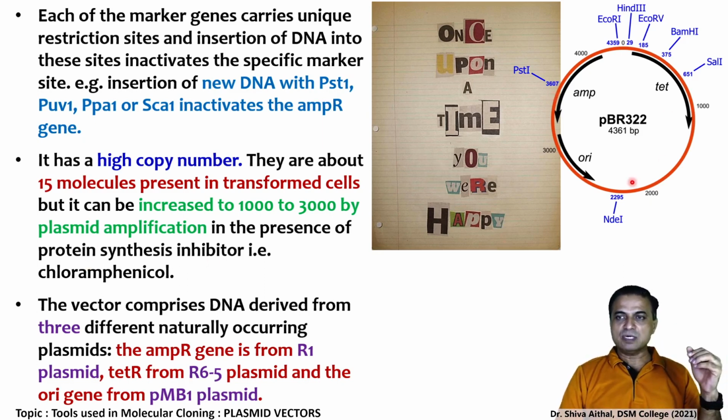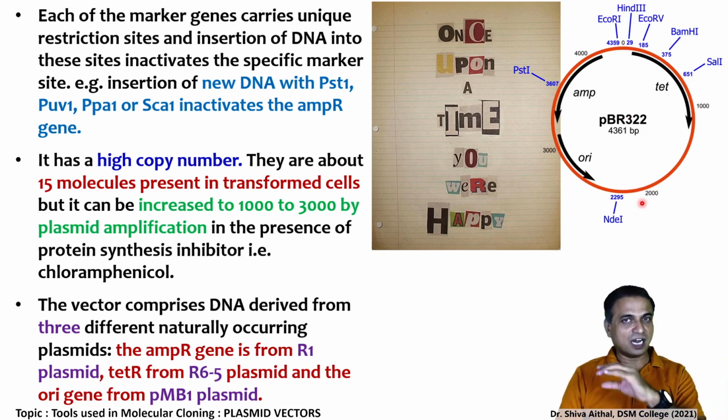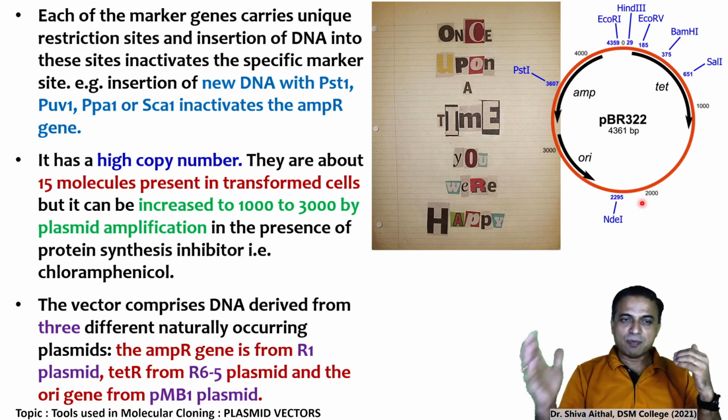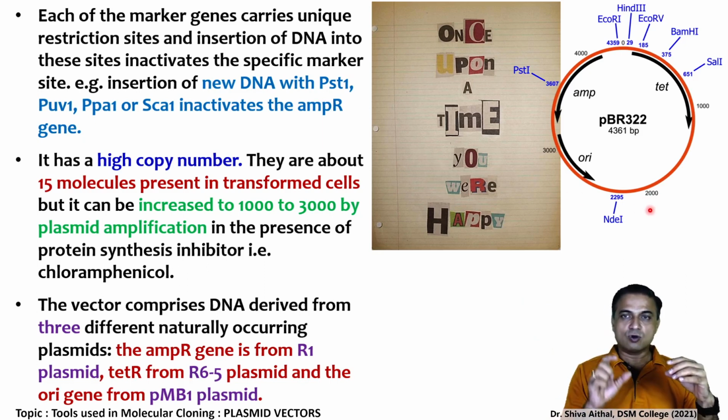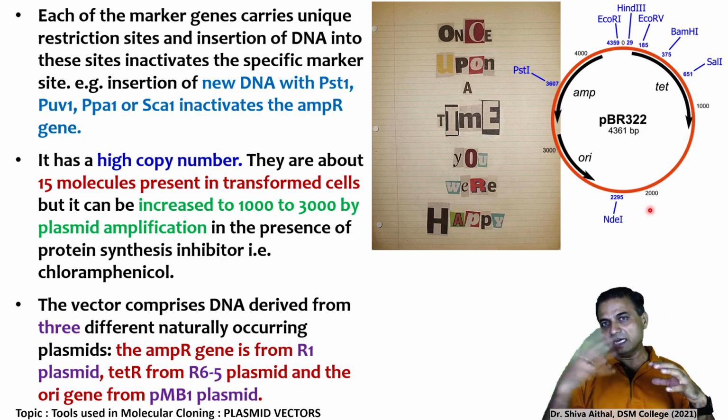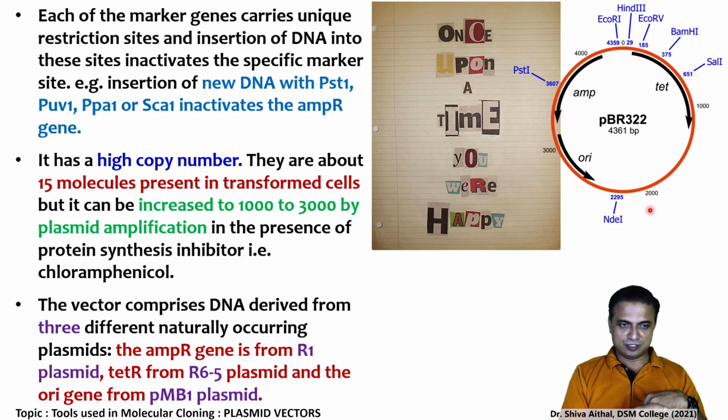So this plasmid pBR322 is a high copy number plasmid. There are about 15 molecules present in transformed cells, but they can be amplified up to 1000 to 3000; an artificially high copy number can be achieved, and that is what cloning is all about. In the presence of a protein synthesis inhibitor such as chloramphenicol, which inhibits certain reactions, only the plasmid can be amplified to such great extents.